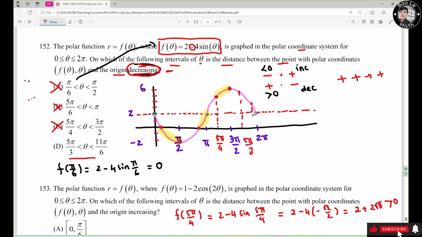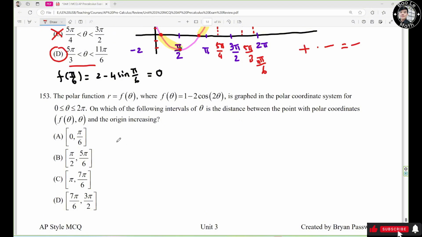And this one right here is going to be 11 pi over 6, right? Alright, so you have the interval, it's going to be right here. Now you see that this interval is above the axis, so it's going to be positive. And it's going to be decreasing, so it's going to be negative. Positive times negative is going to be negative. This is what we need, right? Because the distance is decreasing, which means negative. So the answer is D.